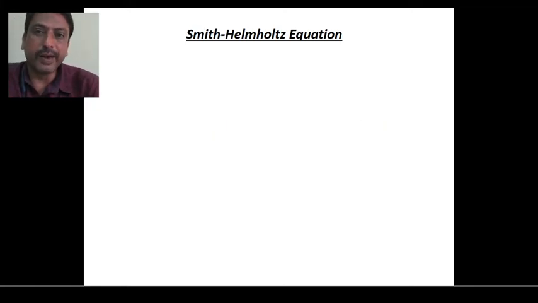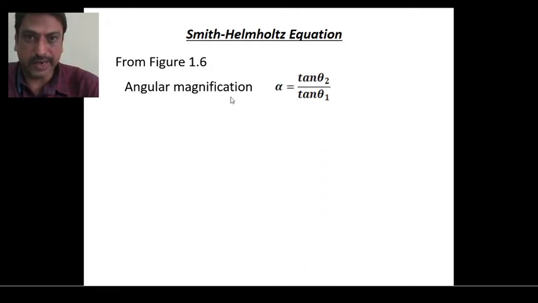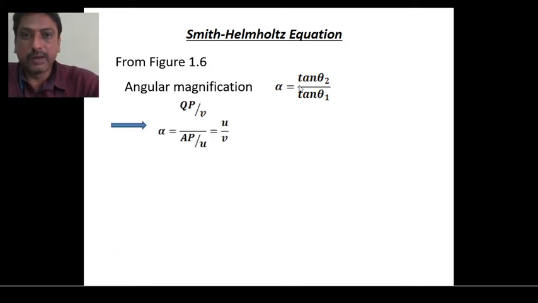By using the same figure, we are going to arrive at one more relation, that is the Smith-Helmholtz equation. Again referring to figure 1.6, the angular magnification, by the standard definition, is given by alpha equal to tan theta 2 divided by tan theta 1. Or if I take the values of tan theta 2 and tan theta 1 from the figure, I can write alpha is equal to QP divided by V and AP divided by U. So finally I will get it as U divided by V.